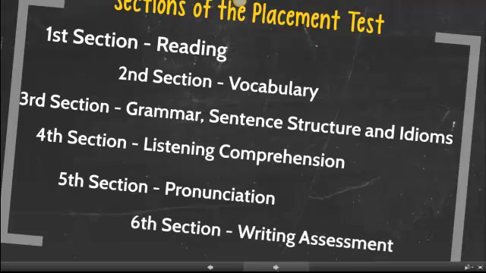The sixth section is a writing assessment. You will be given 2 question prompts, and you need to choose one of them to write about. This is timed, so you will need to write your response in 30 minutes.